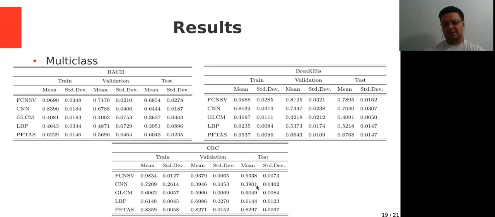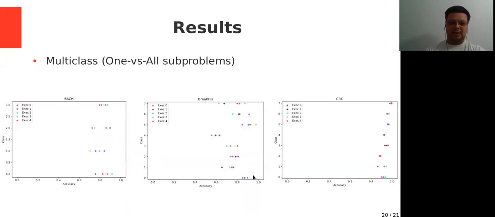So all the other feature extractors have a little bit of a problem classifying the 8 classes, and we obtain a huge distance from them. Here is a curiosity that we obtained with our multi-class format. We have here a representation that shows the accuracy for each class. For BACH we have 4 classes. For BreakHis we have 8 classes.